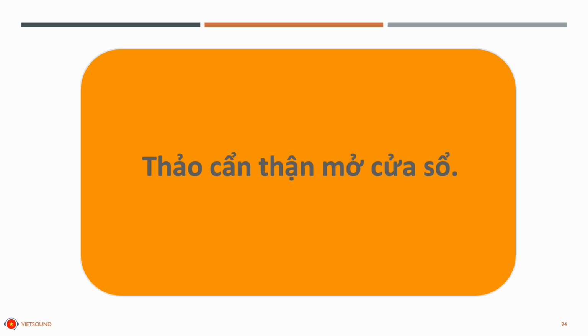Now let's try to say some sentences with many of the falling and broken tone. We're going to do it in 3 steps. On the first step, I'm going to say the sentence very slowly. Then I'm going to do it a little bit faster. And on the last step, I'm going to say the sentence at normal speed. Thảo, cẩn, thận, mở, cửa, sổ. Now a little bit faster. Thảo, cẩn thận, mở, cửa sổ. Now with normal speed. Thảo cẩn thận mở cửa sổ.